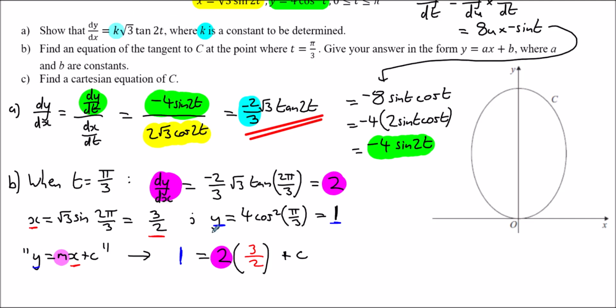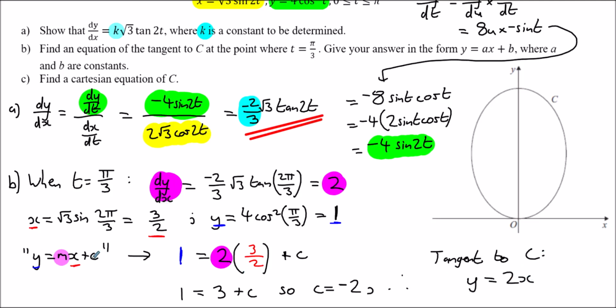So if we just rearrange this, expand and simplify, 2 times 3 halves is obviously just 3, so 1 equals 3 plus c. So therefore c, taking 3 from both sides, is 1 minus 3, which is minus 2. So therefore, the equation of the tangent to C has got the equation y equals mx, so 2x plus c. c is minus 2, so plus minus 2, in other words, just minus 2, like so.